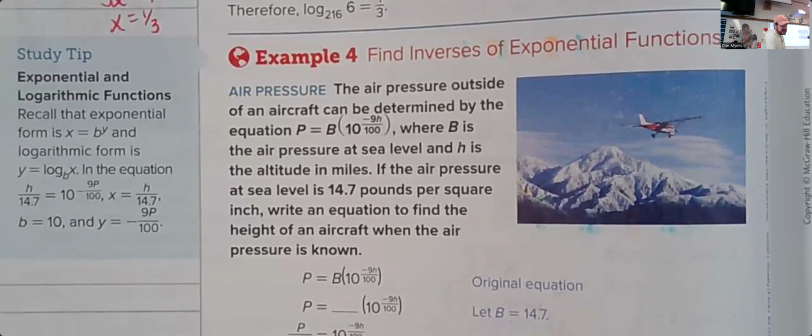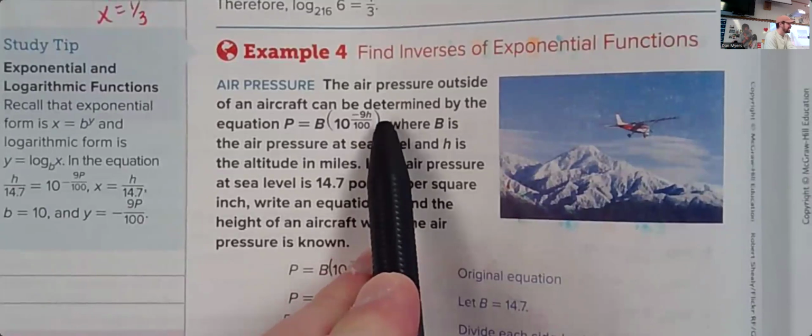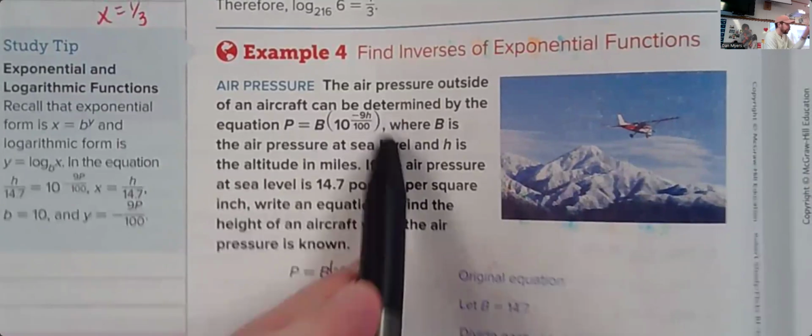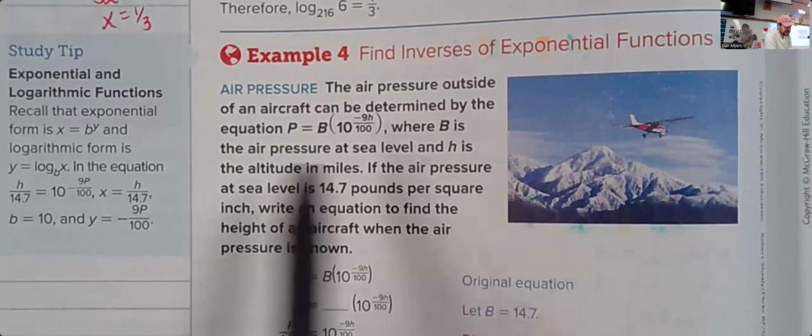So P equals B times 10 to the negative 9H over 100th power, where B is the air pressure at sea level. B, I think, stands for barometric pressure. I don't know if anybody here has taken a science class and talked about weather and barometric pressure, but I'm fairly certain B stands for barometric pressure at sea level, and H is the altitude in miles. It just tells you how high off the ground you are in miles. So if you have a height of 5,280 feet, H would be 1, because there are 5,280 feet in 1 mile, and H is in miles. So we'll have to keep that in mind as well.